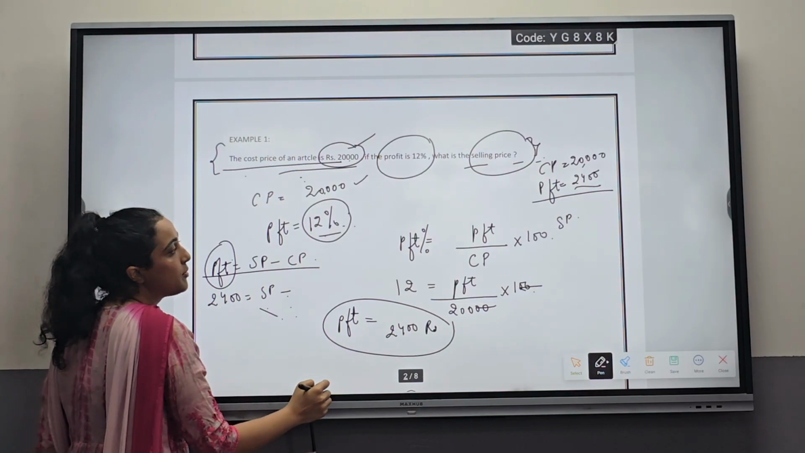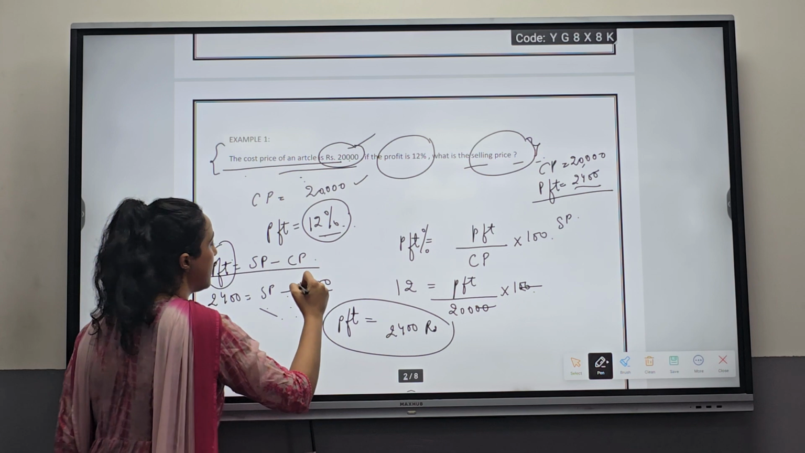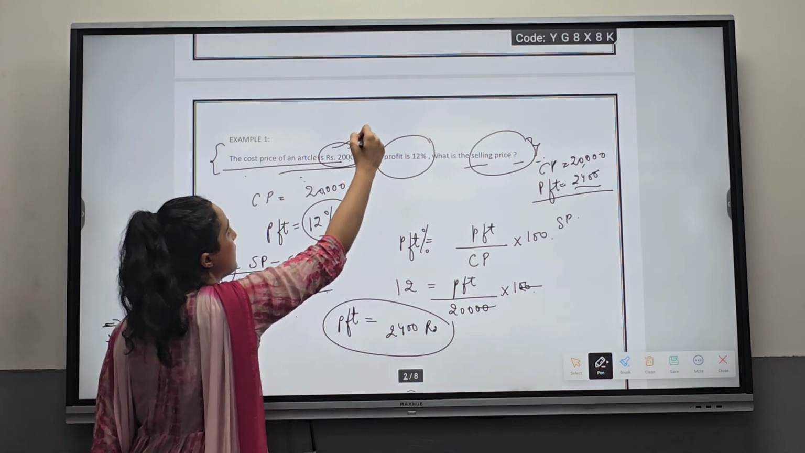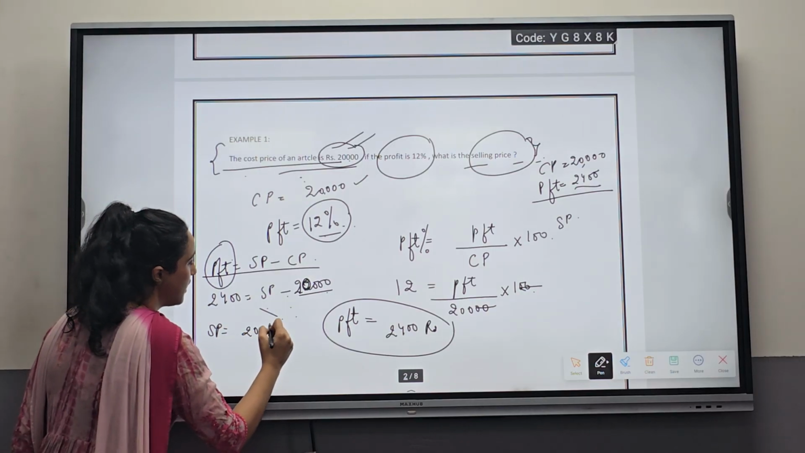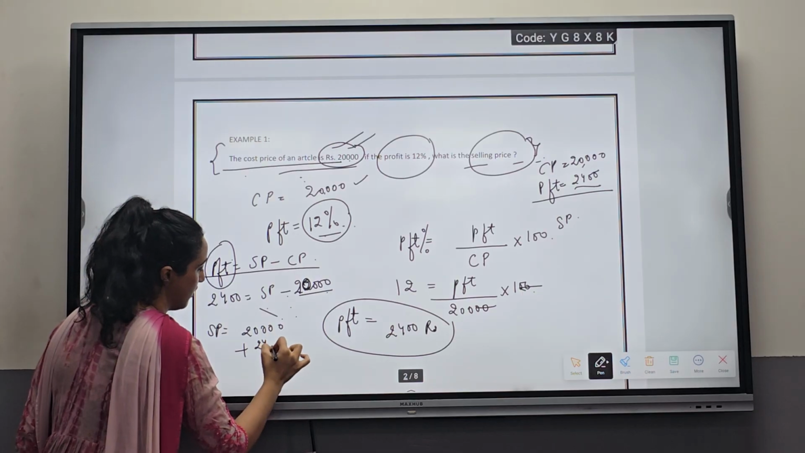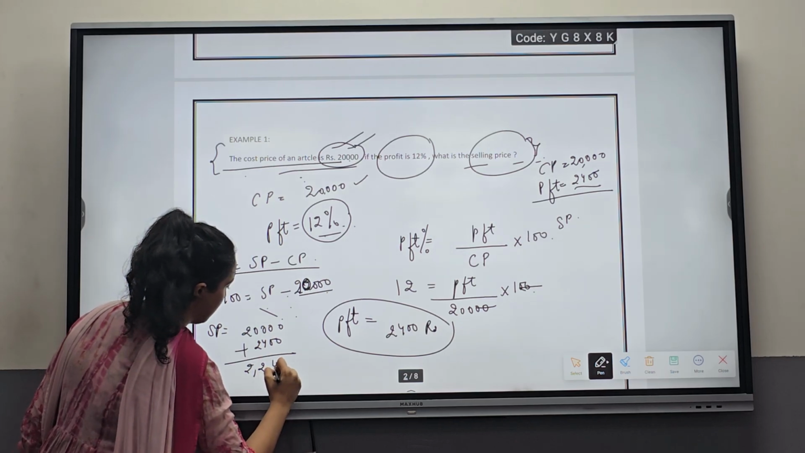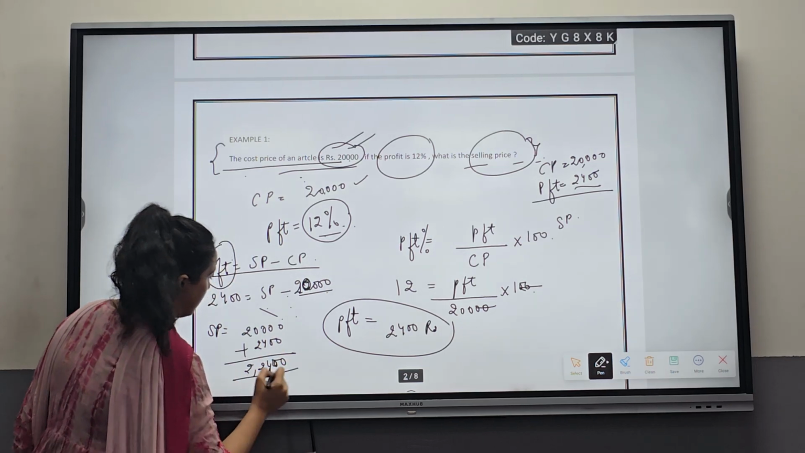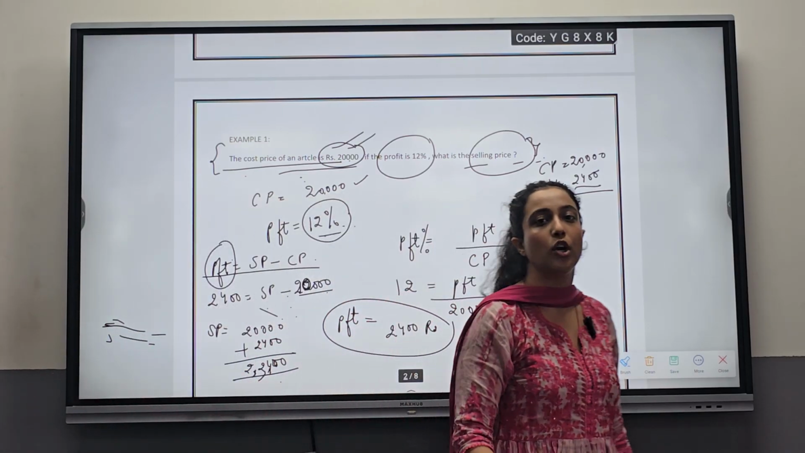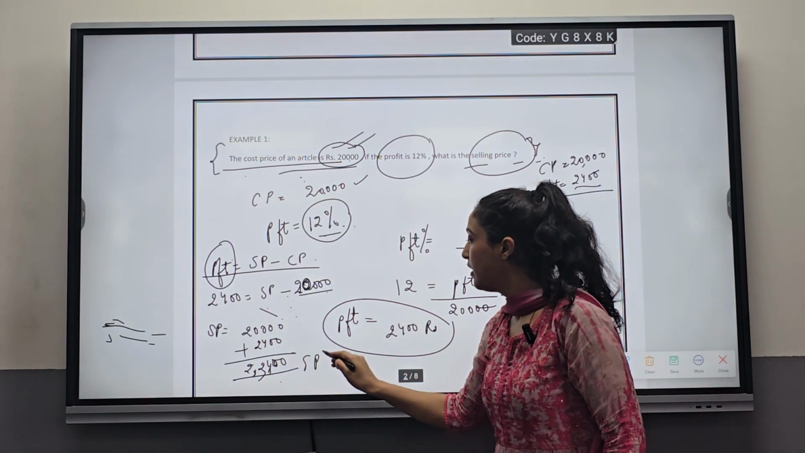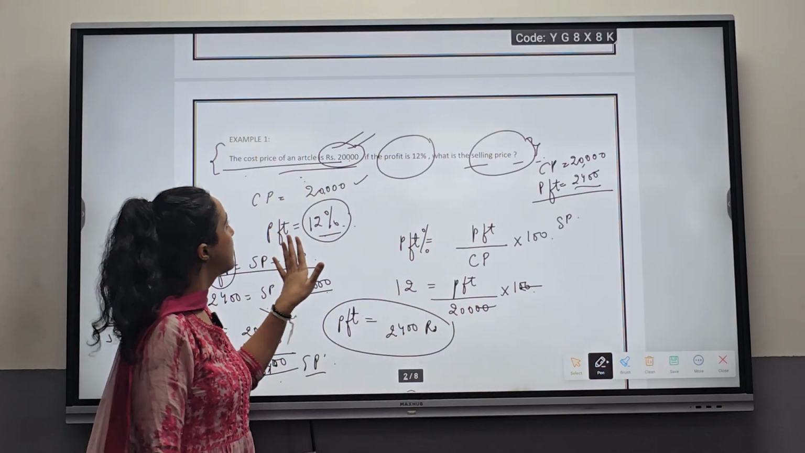Cost price we know: this is 20,000, given to you in the question. So selling price will be 20,000 plus 2,400. So you will get 22,400. This will be your answer, right? 22,400 will be your selling price of this item. Okay, so I hope this question is clear to you.